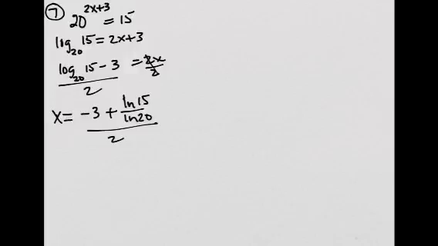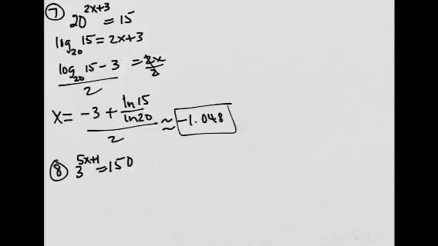So you could put it into your calculator just like you see it. Negative 3 plus ln 15 divided by ln 20 equals, get that, that way you make sure you get all of that in the numerator, and then you divide by 2. And you get approximately a negative 1.048.